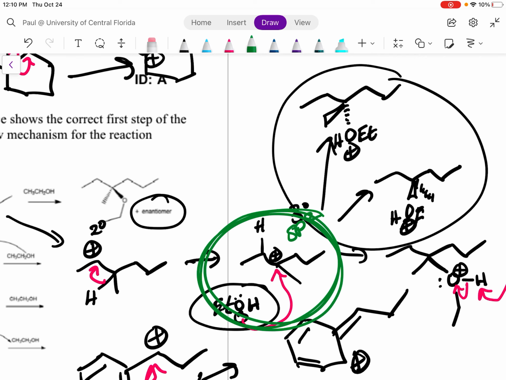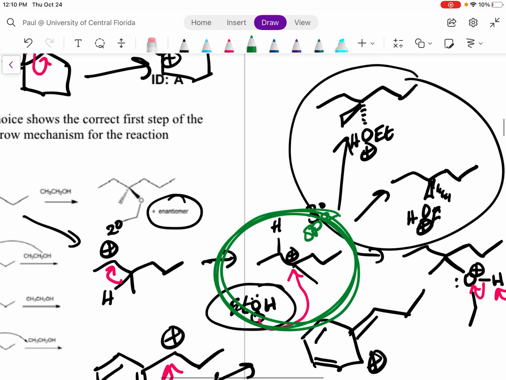We have an sp2 hybridized carbocation, so the ethanol acting as a nucleophile can approach from the top or the bottom face, and you have to account for both of those. Okay.